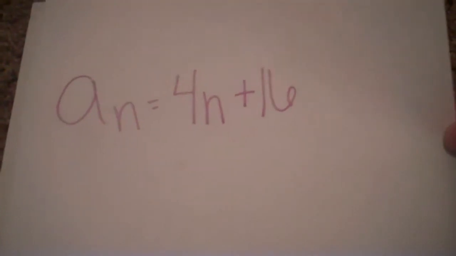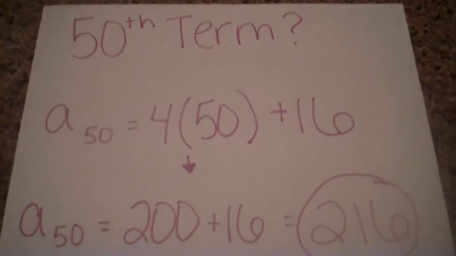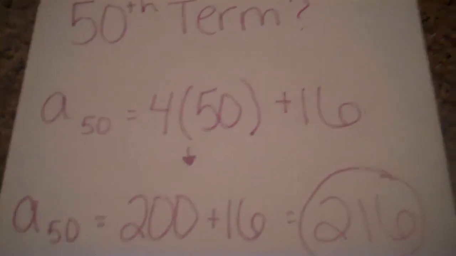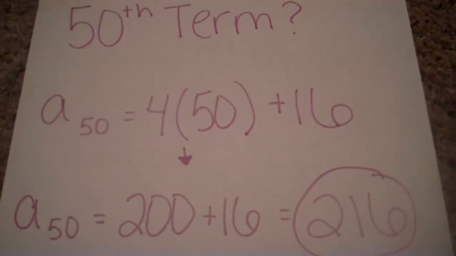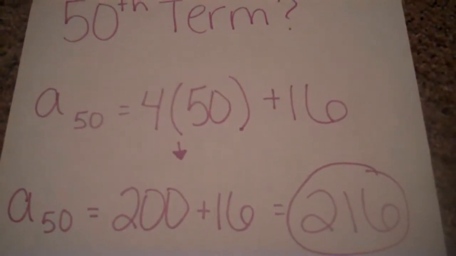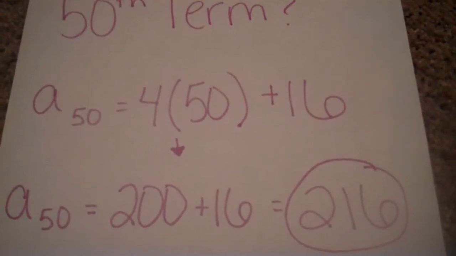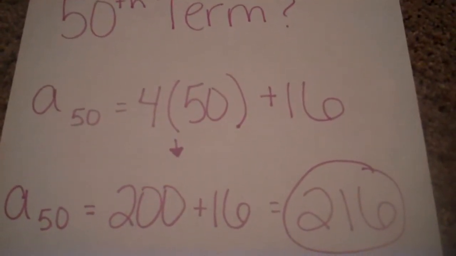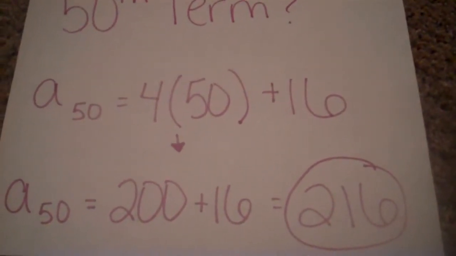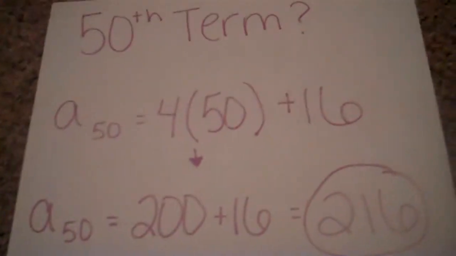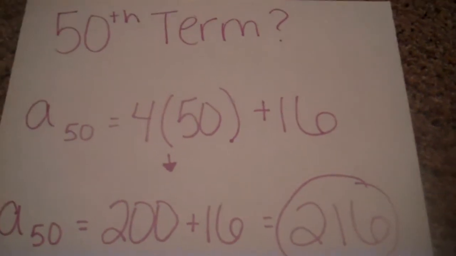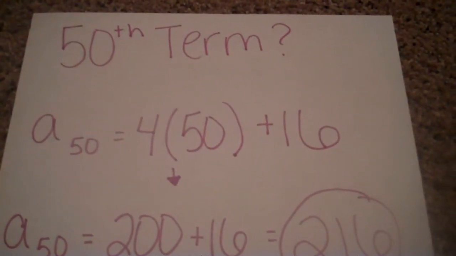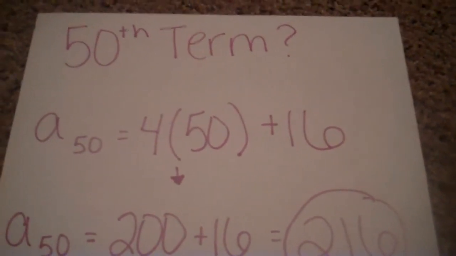So if we wanted to find the 50th term, you would simply plug and chug all the numbers. So the 50th term, a_50, equals 200 plus 16. And we got 200 by taking the common difference, 4, times the term we wanted to find, 50. And then plus 16, you would get 216. Now you can see it was easier to work with the explicit formula rather than the recursive formula to find a particular term in a sequence.